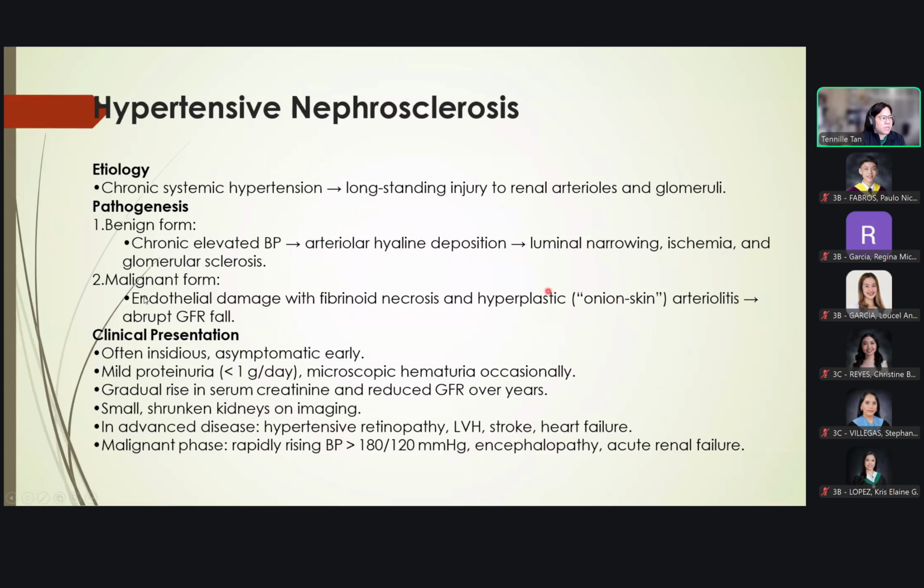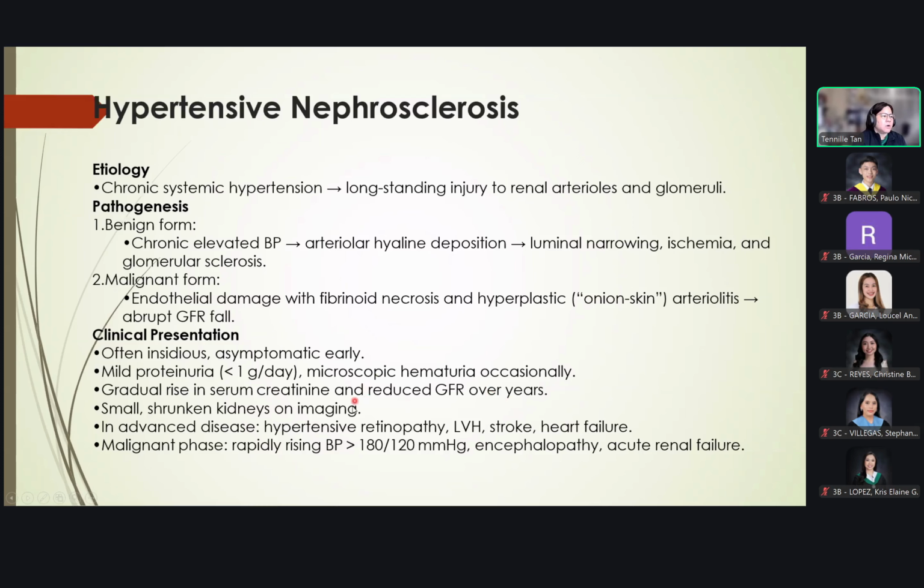You can also have a malignant form, which is endothelial damage with fibrinoid necrosis and hyperplastic, what we call onion skin arteriolitis, and the patient will have an abrupt GFR fall. Clinical presentation is often insidious. Patients are typically asymptomatic very early or even until late in their disease. They can have mild proteinuria, less than 1 gram per day. Some patients will have microscopic hematuria, but this is only found occasionally. The patients will eventually present with a gradual rise in their serum creatinine and reduced GFR over the course of years.